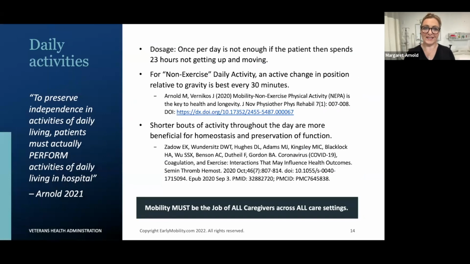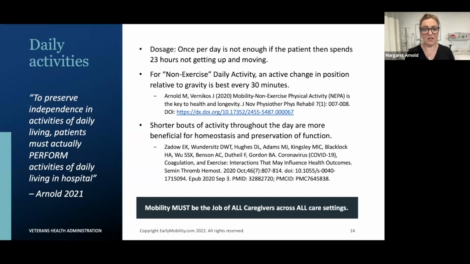So we know that daily activities are how we build mobility in. Regarding dosage related to mobility, we know that once a day is not enough if the patient is not getting up throughout the rest of the day. For non-exercise daily activity, an active change in position relative to gravity is necessary every 30 to 60 minutes.